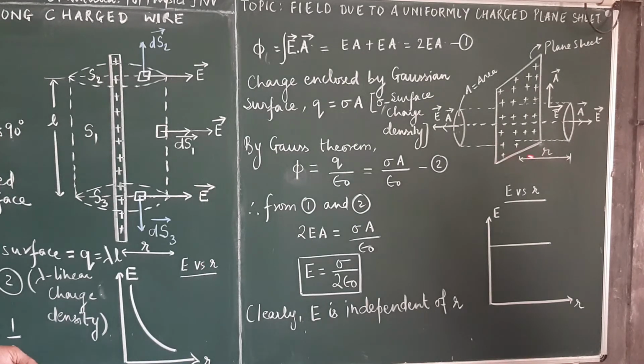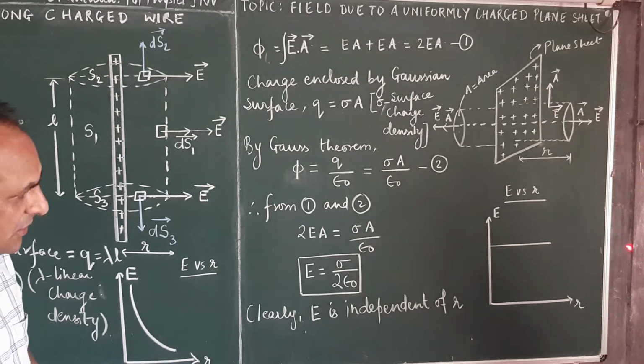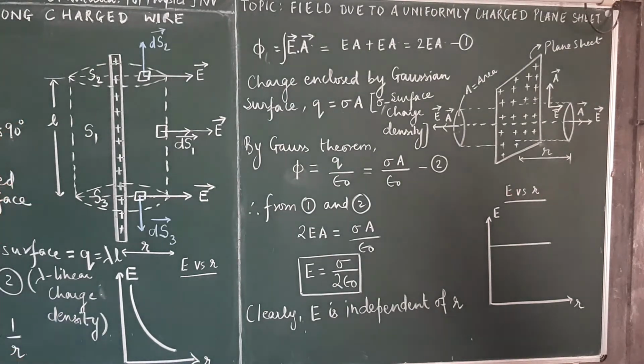So here this R is missing, that means the field due to a uniformly charged infinitely long plane sheet is independent of the distance from the sheet. So if we draw a graph E versus R for a plane sheet, then you would get a line parallel to the x-axis, which shows that E is independent of R.